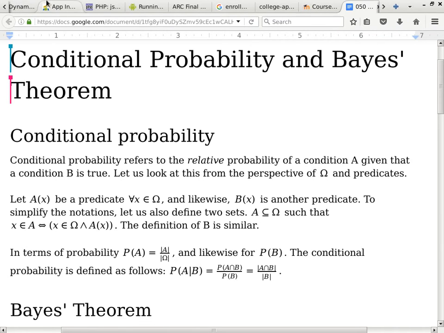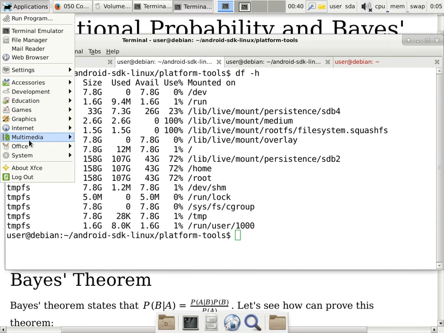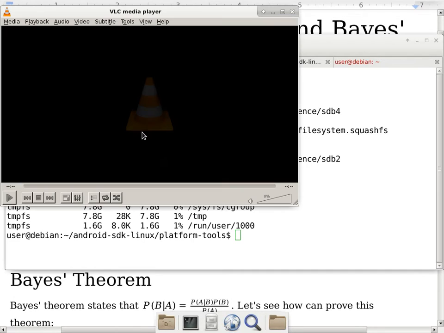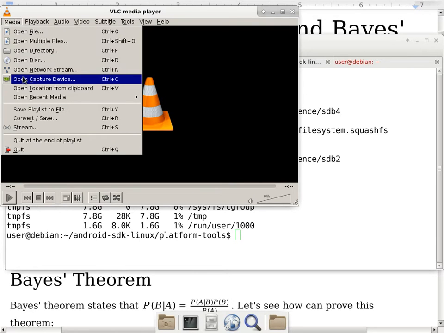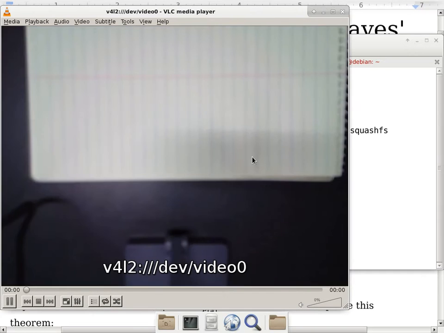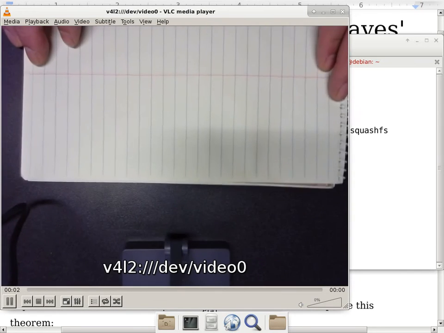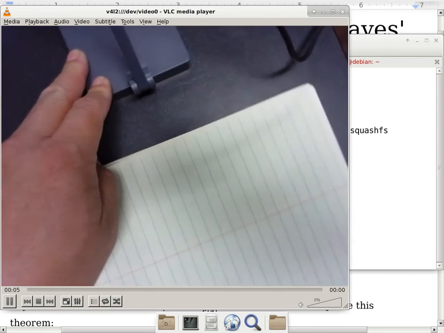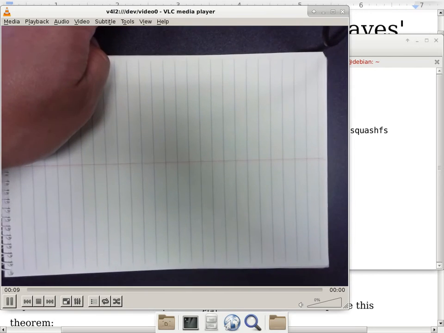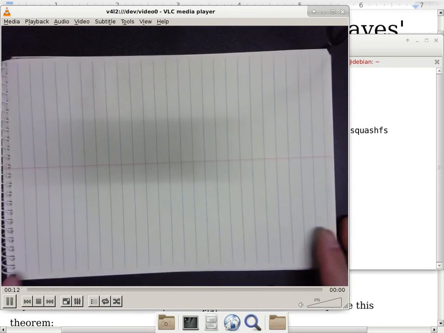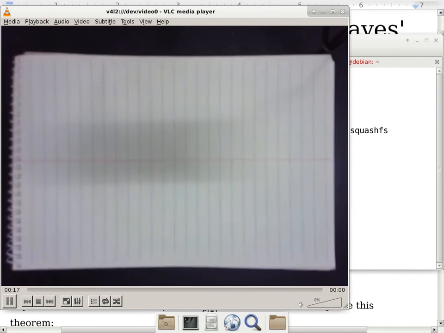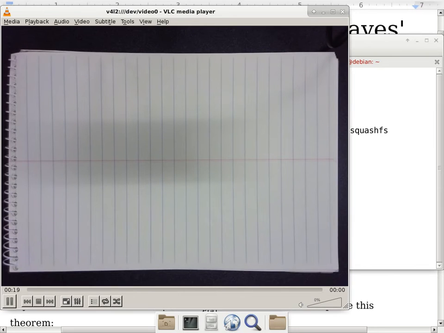So let me start up my camera viewer, which is just VLC. There we go. And we got a flip side. Just flip it back like that. Okay. Let's just get it autofocus one more time so that we can get the crisper picture.